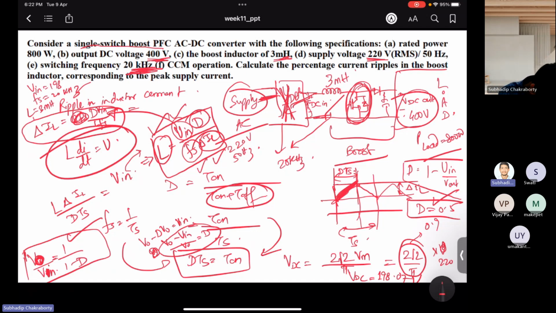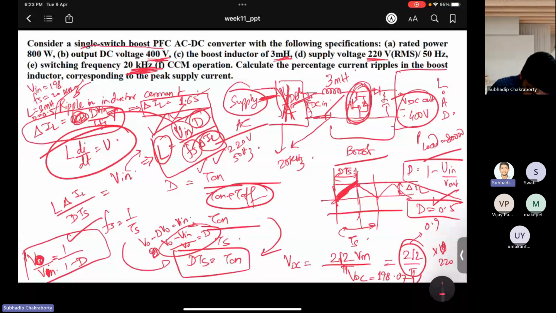Duty is 0.5. So using this, calculate delta IL. What is the answer coming? 0.5 into 198 divided by L into Fs. L into Fs, right? So 10 to the power minus 3, and that will cancel. So what is the answer coming? 1.60 ampere. Yes, around 1.6 it is coming, right? Correct? 1.6, right?